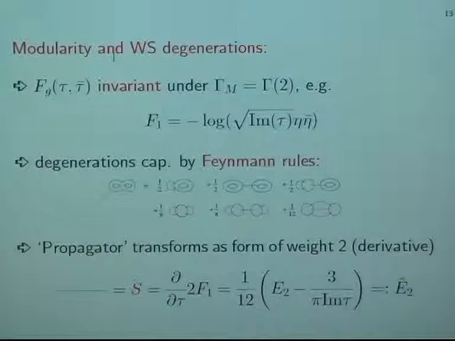Now, so how does this modularity and the worldsheet transformation property work together? So first of all, it's a true statement that all these F_g must be invariant under the monodromy group of the problem, which in our case is Gamma_2. So for instance, F_1 would be actually even invariant under SL(2,Z), because this form degree transformation of the eta function here is compensated by this M of tau. Now, the generations are captured by Feynman rules. This was found by BCOV. And in these Feynman rules, these red lines, if you look at them, transform as modular forms of weight 2. And that they are of weight 2 is also easy to see.